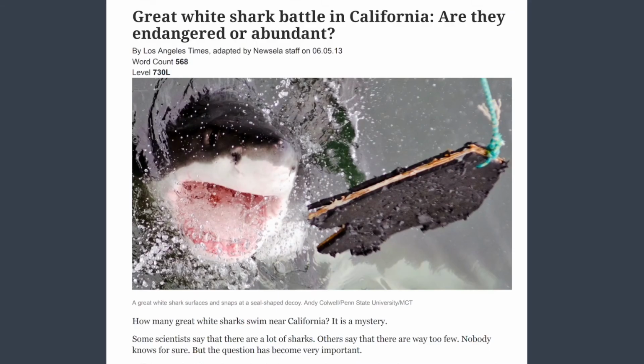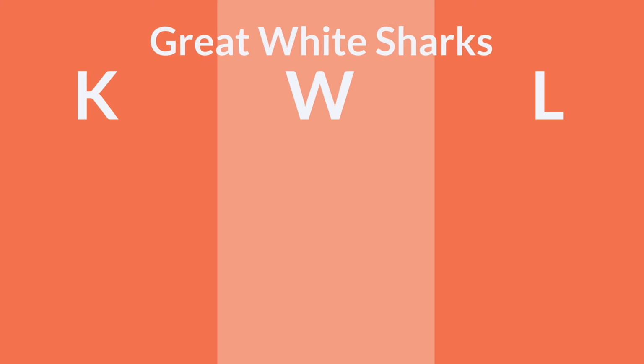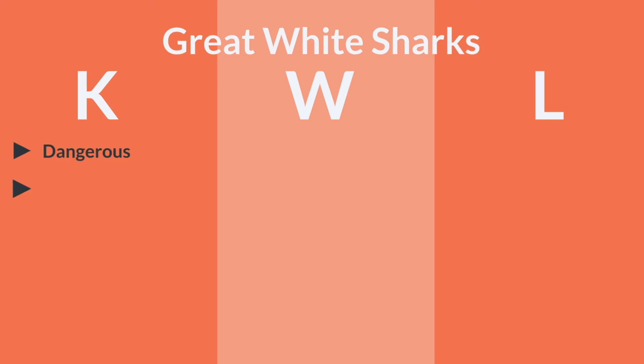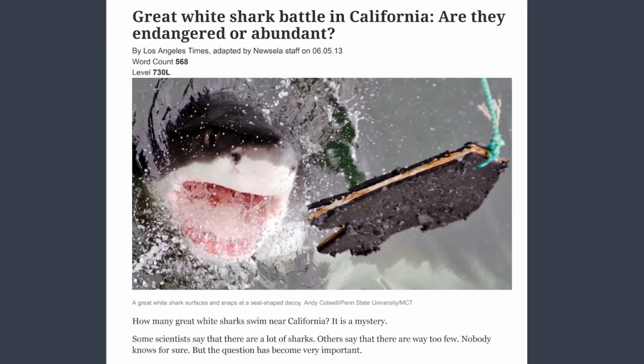Now, let's practice with a more challenging news article. First off, we know the topic of this article is great white sharks. Next, think about what you already know about great white sharks. I know that they're dangerous, have lots of teeth, like cold water, and have been known to attack humans. I want you to think about more things you already know about great white sharks.